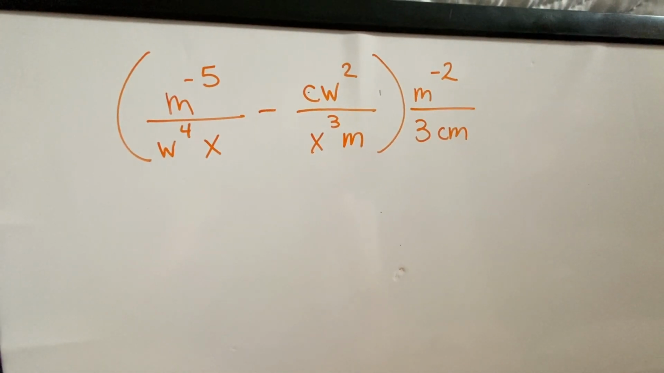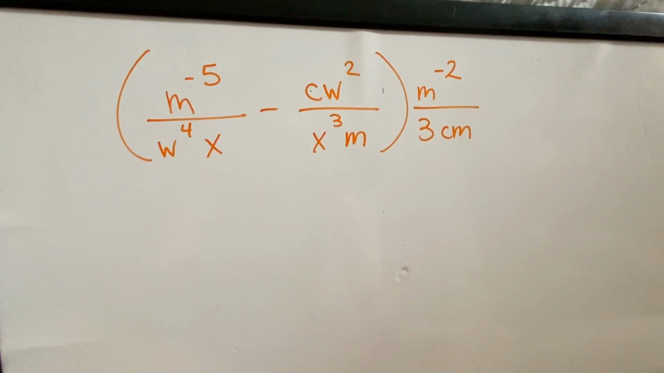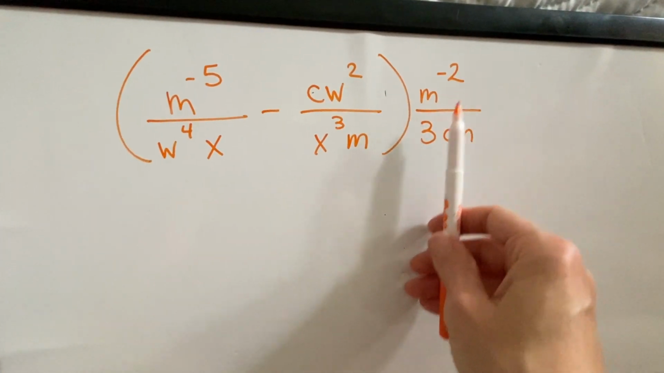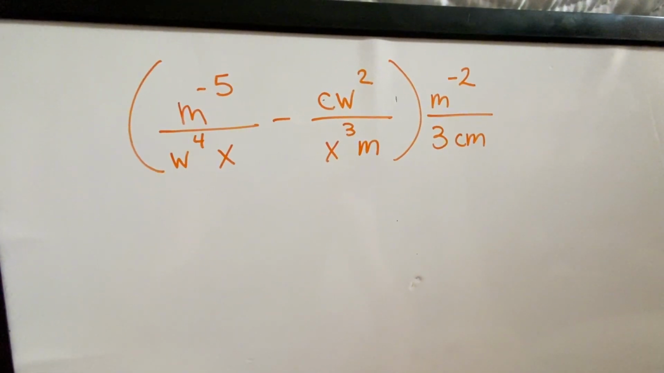This is example D, practice problem, page 163. Okay, we are distributing m to the negative 2 over 3cm through this parentheses, okay?